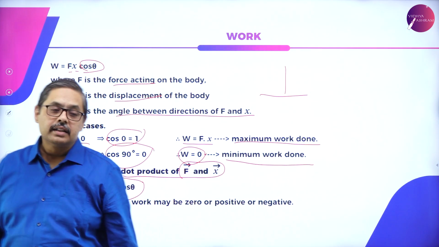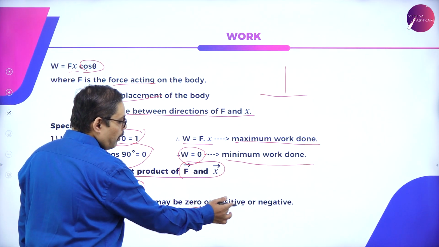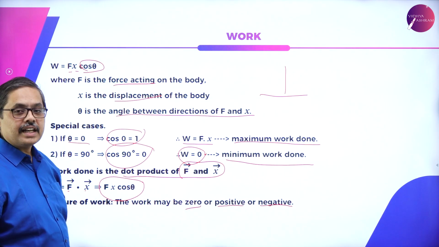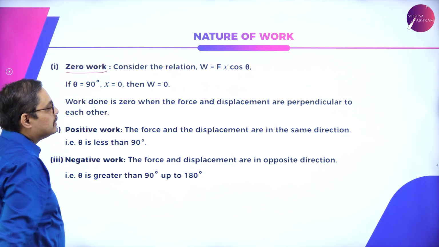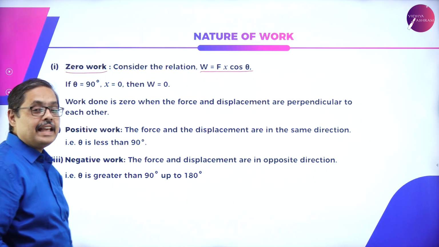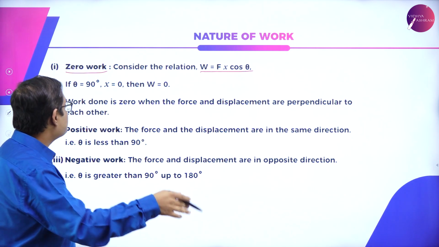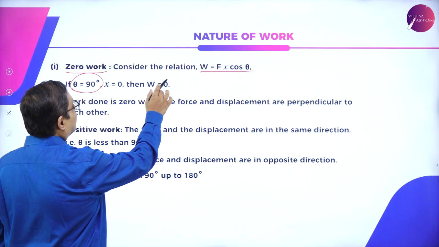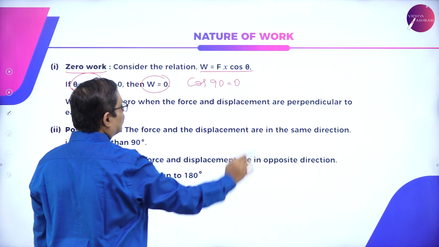Please remember that the nature of work done can be 0, positive or negative. It can happen in all 3 ways. Let us check how it can happen. 0 work. Please check the relation. Work is equal to Fx cos theta. If by any case the force applied and the direction of displacement is 90 degree, if theta is 90 degree, then work done is 0 because cos 90 equals 0.